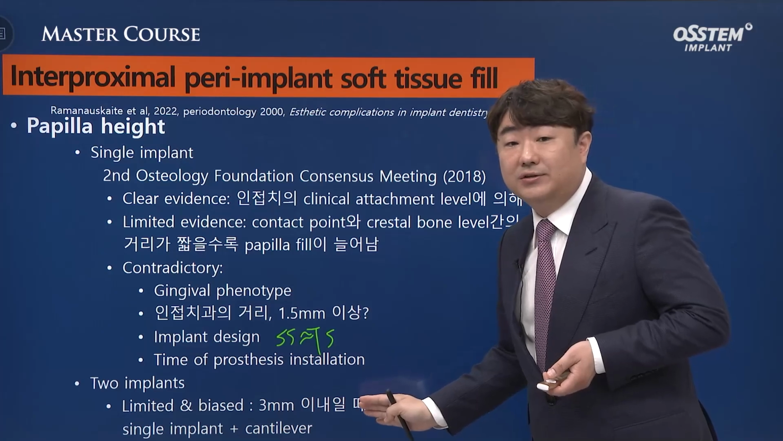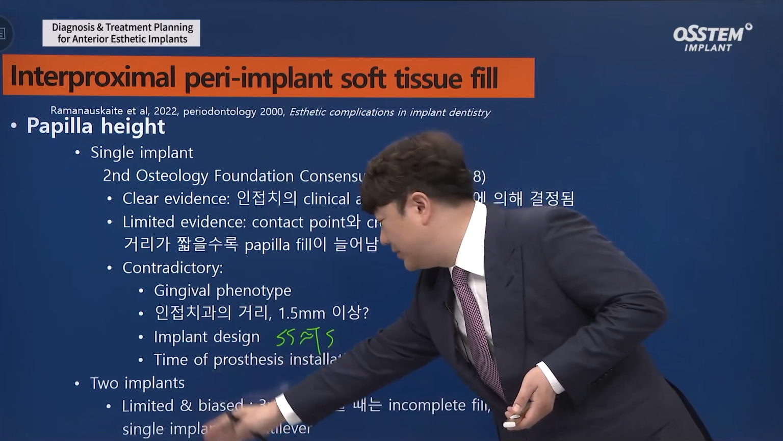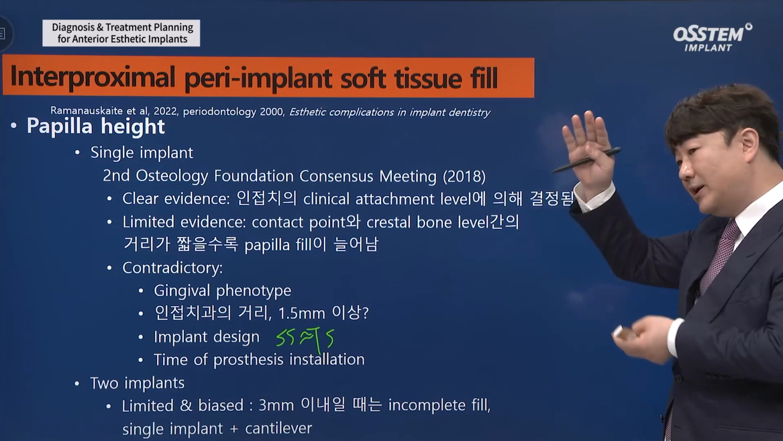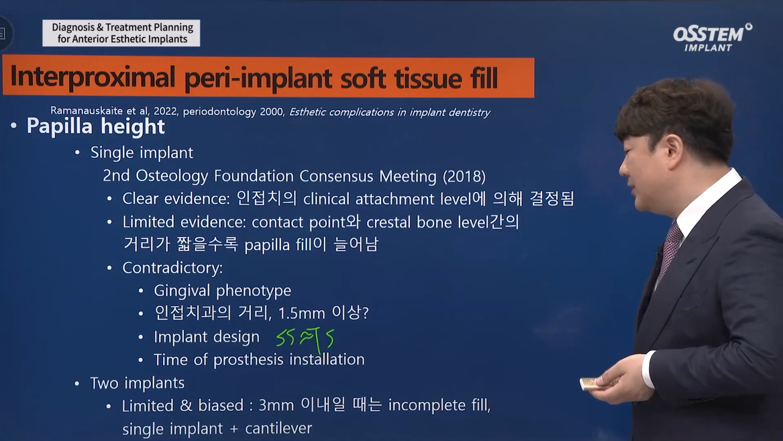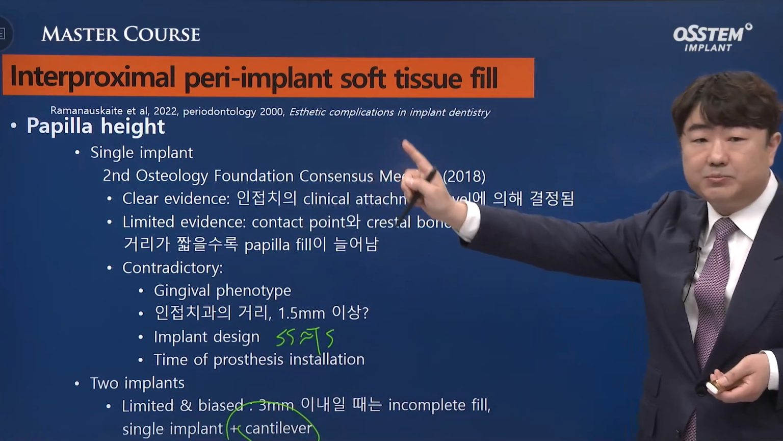I've thus far talked about single implant. For two implants, the evidence level is not high. There is tendency for a papilla to disappear within 3 millimeters of proximity, hence the recommendation is to do a cantilever instead of placing two implants next to each other.